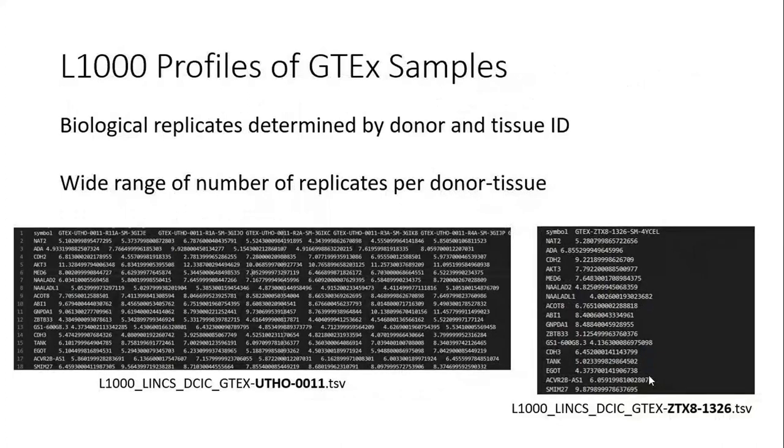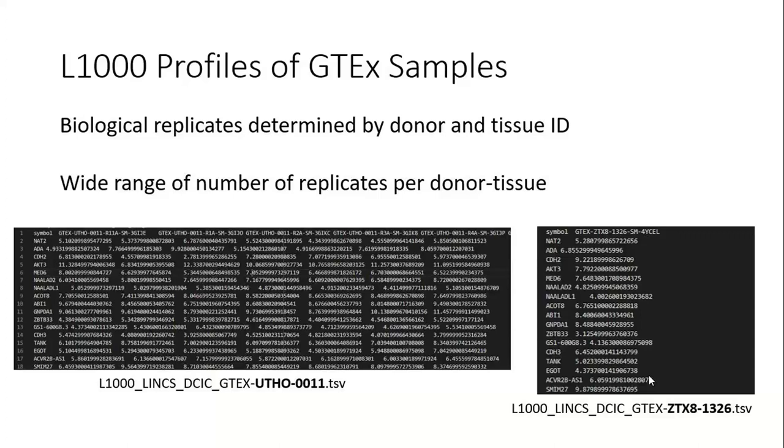And then finally, I also had the data from the L1000 profiles of the GTEx samples. These biological replicates were determined by the donor and tissue ID. So you can see in the 2 screenshots I have the different file names. I bolded the donor ID, which is the 4 letter code, and then the tissue ID, which is the 4 digit numerical code.